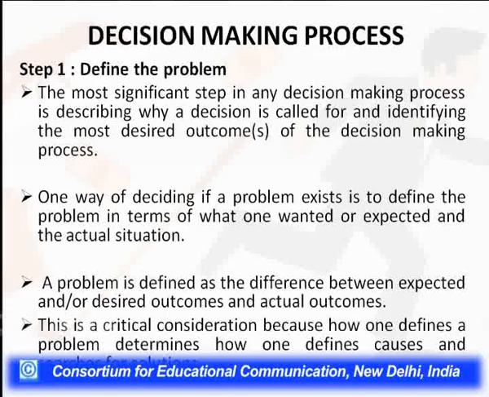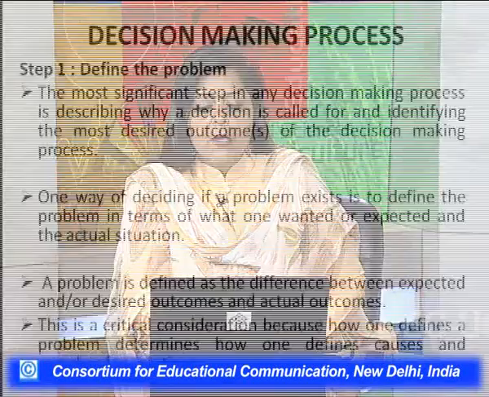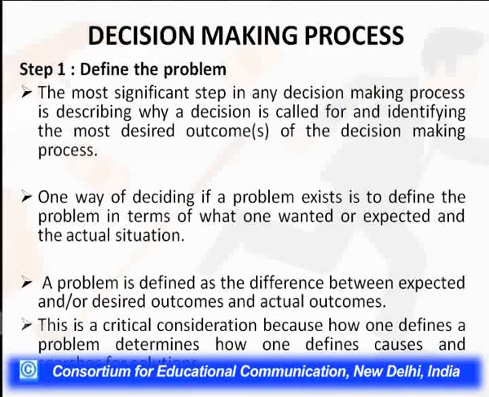The ethical aspect would be added when you talk about the ethical decision making process. But yes, in any kind of a decision making process, the steps which we are discussing now are there for every kind of a decision making process. The first is defining a problem. The most significant step in any decision making process is describing why a decision is called for and identifying the more desired outcomes of the decision making process.